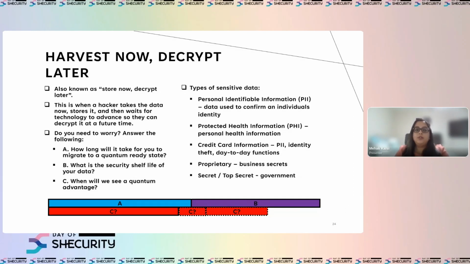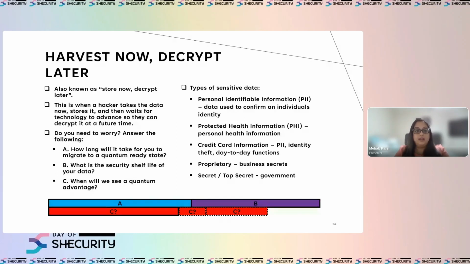Stick with me. We're almost done. But I did want to walk you through these questions on your own. On the bottom left, it says, do you need to worry? And you need to answer the following questions, and they align with the bars at the bottom that you're seeing, the A, B, and C in the different colors. So you need to identify how long it will take for you to migrate to a quantum ready state, meaning figure out what type of encryption you have currently, create an inventory of that, and figure out which post-quantum solution you want to go to and actually get there, right? How long will it take you?